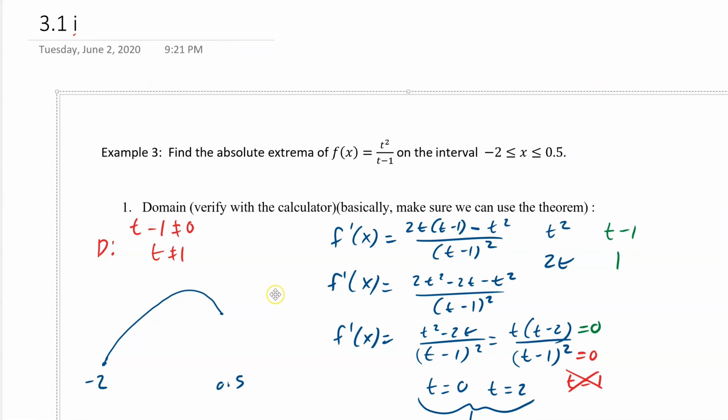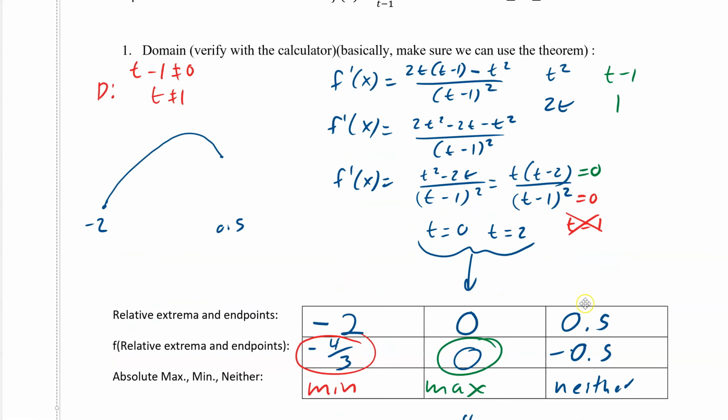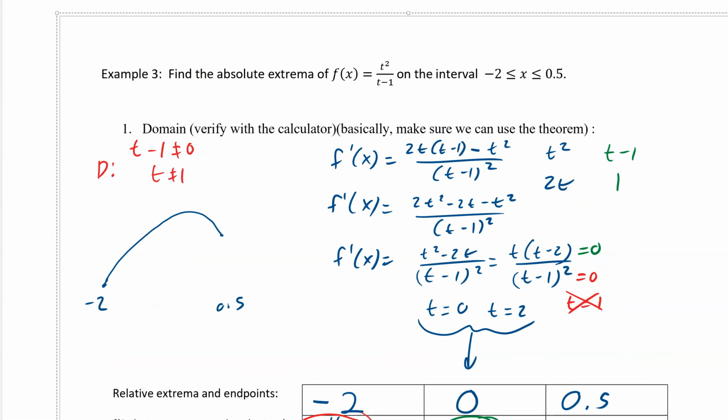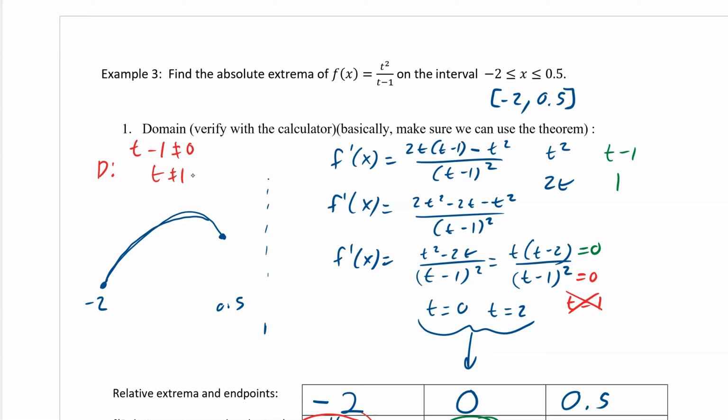Now, one thing I didn't mention is why were we able to do this? We have to go back to our extreme value theorem. Remember the extreme value theorem, we have to have a closed interval, and it needs to be continuous. It was discontinuous at 1, but 1 is over here. So on our closed interval, it is continuous. We would go from -2 to 0.5. So we do have a continuous closed interval.